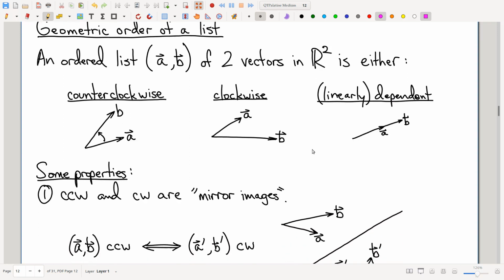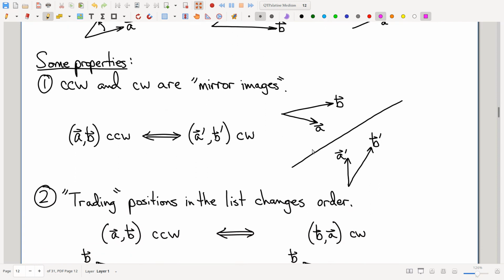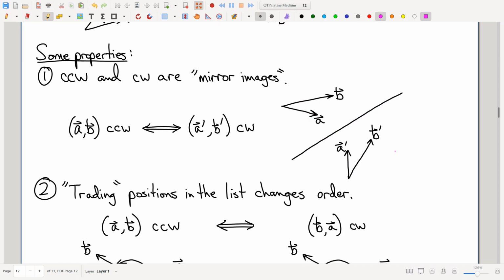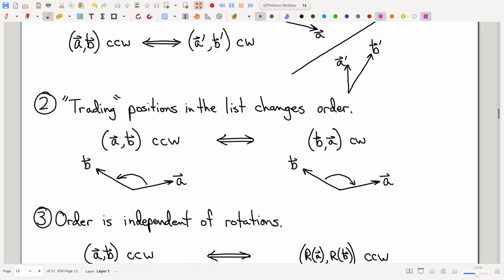These ideas of clockwise and counterclockwise, I think it's a pretty easy pitch that counterclockwise and clockwise are mirror images of each other. Right? Not too surprising to suggest that if you trade the positions, in other words, if you look at A first, B second, versus if you look at B first, A second, if you change where the vectors are in the list, that'll change the order. This turns counterclockwise into clockwise.